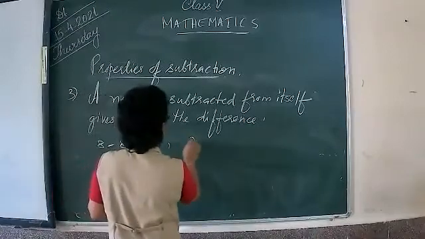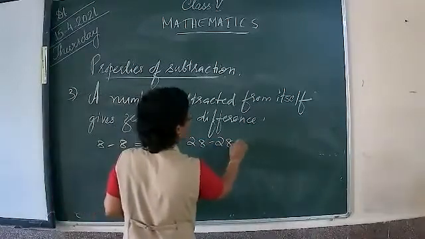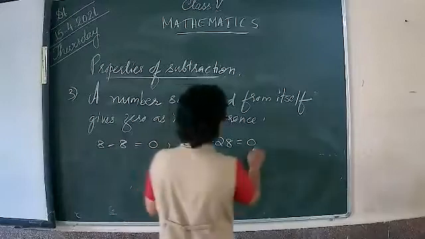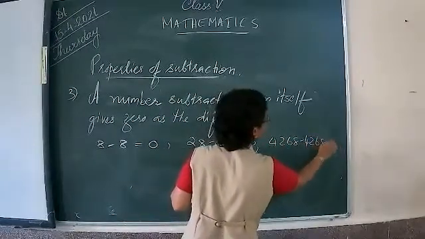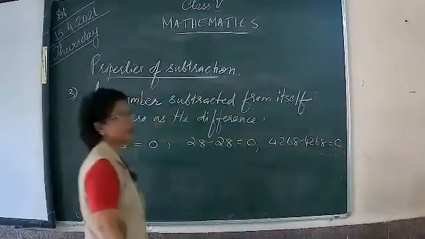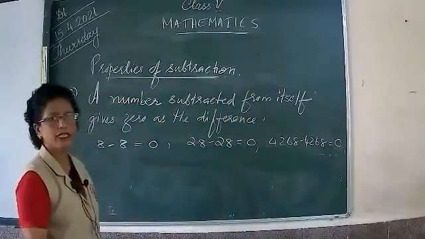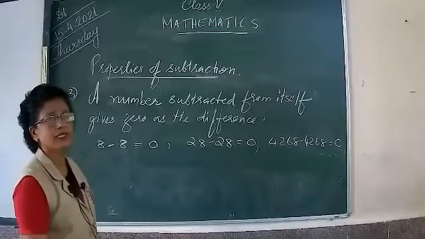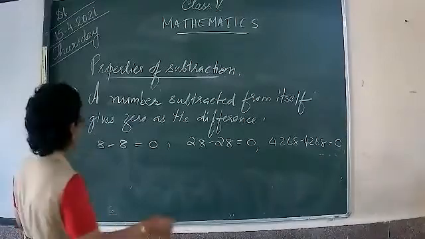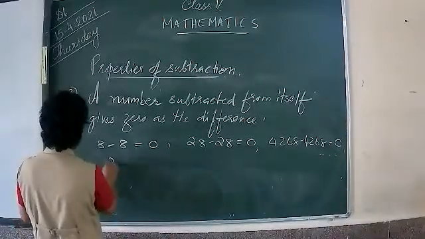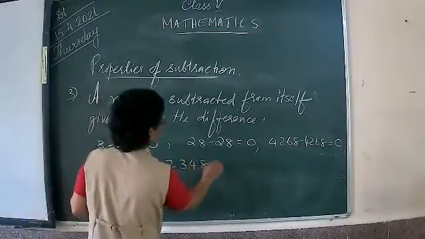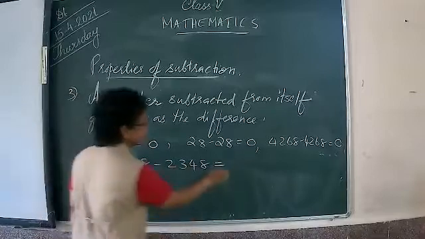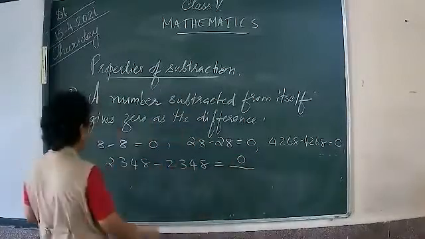So same way, 28 minus 28, 0 there, isn't it? 4268 minus 4268, answer is 0 here. So without doing any subtraction, you are answering there, answer difference is 0. Here also fill in the blanks questions you will get there like this. 2348 minus 2348. What will be the answer? 0 there.